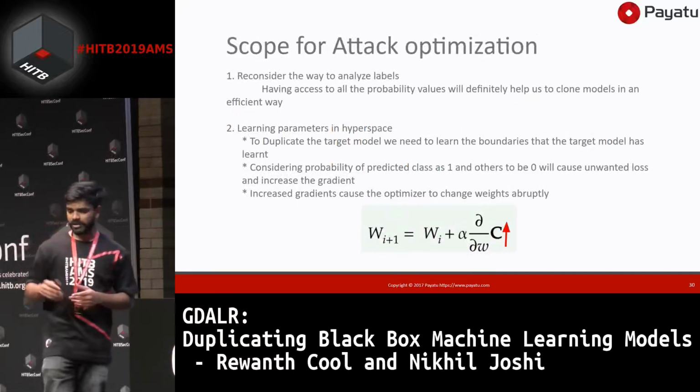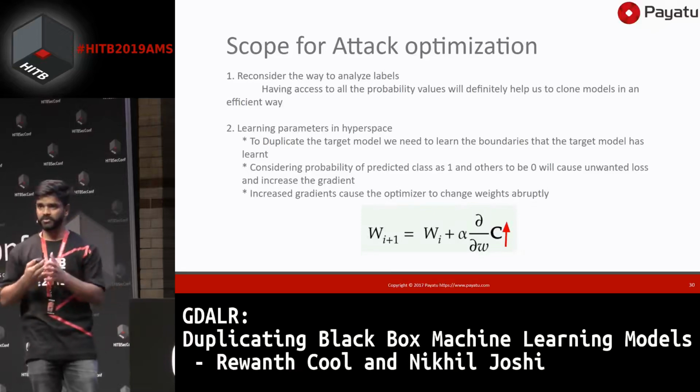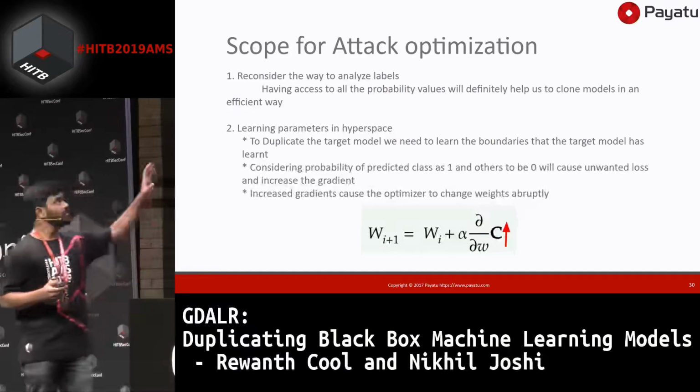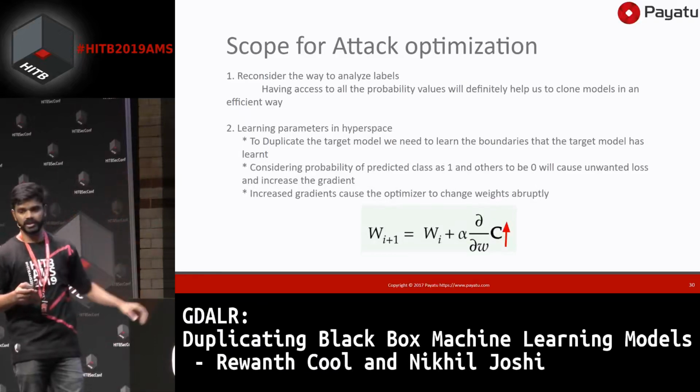And eventually, as he explained before in the optimization part, we will update the weights based on the current gradient values. This is the equation for that. So we just multiply the cost function with the learning rate.